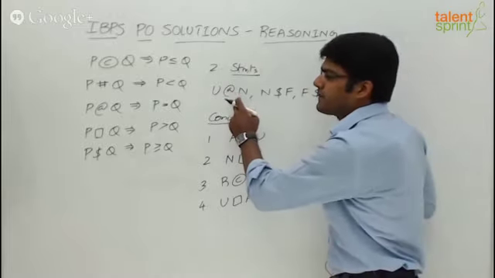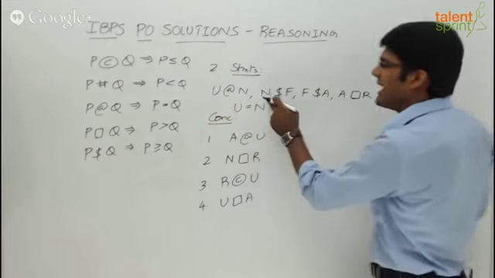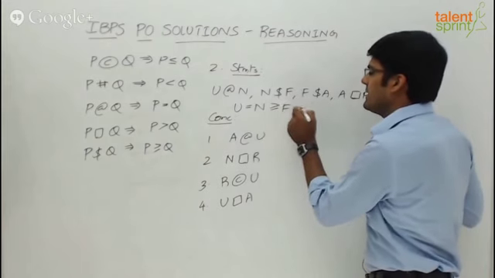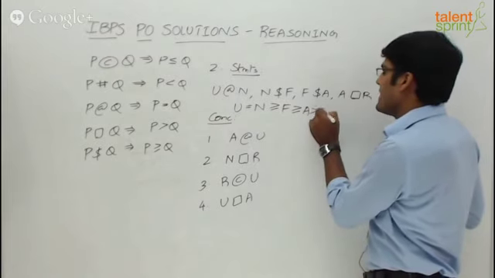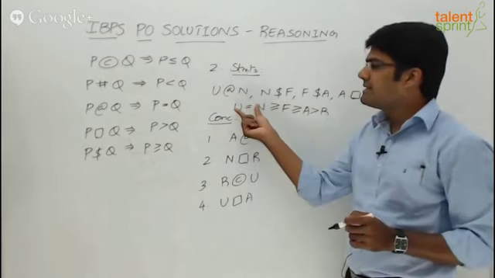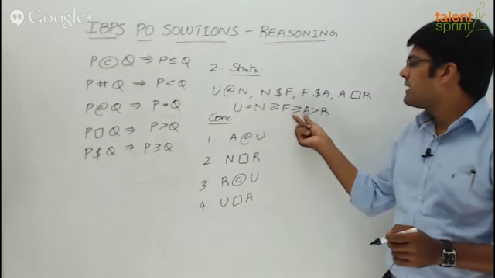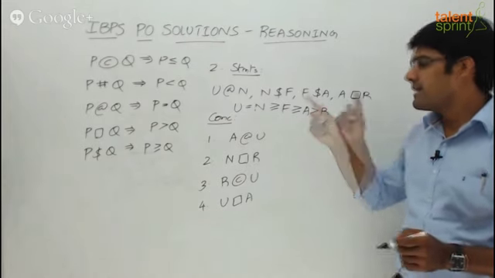U at the rate N, so U equals N. N dollar F, dollar F is greater than or equal to F. F dollar A greater than or equal to A. A square R, square R is greater than R, right? So U at the rate is equal to N, and greater than or equal to F, greater than or equal to A, greater than, square is A greater than R.